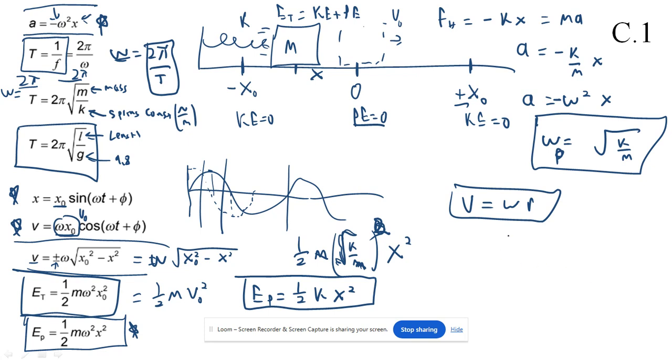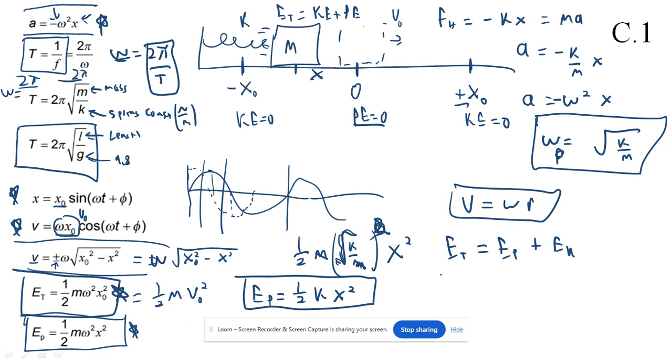Now, what if they ask you for the kinetic energy at a certain point? So you can calculate the potential energy. They say it's got this amplitude and it's got this period and it's got this mass or something like that, right? And then they say, well, what's its kinetic energy at a certain position? Well, we can just do this, right? The total energy is the potential energy plus the kinetic energy. So plug the numbers into the total energy equation right here.